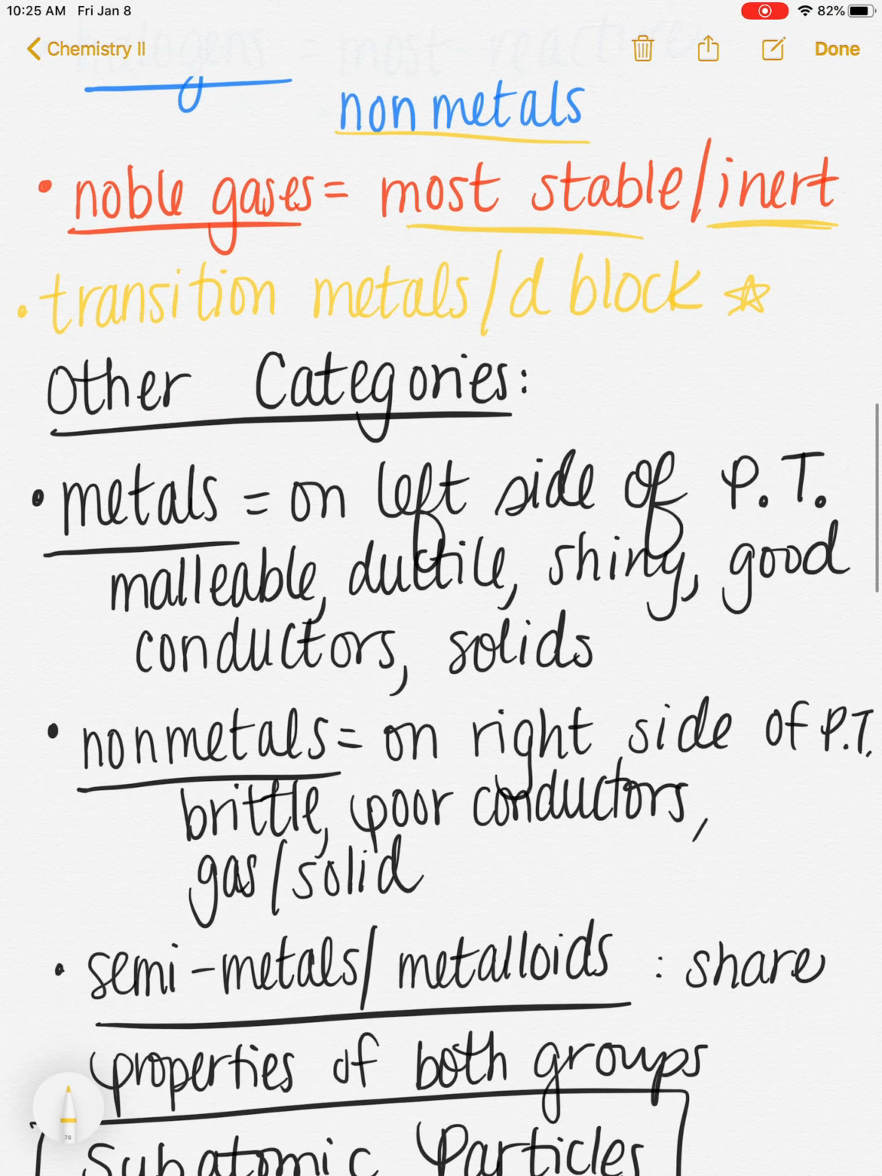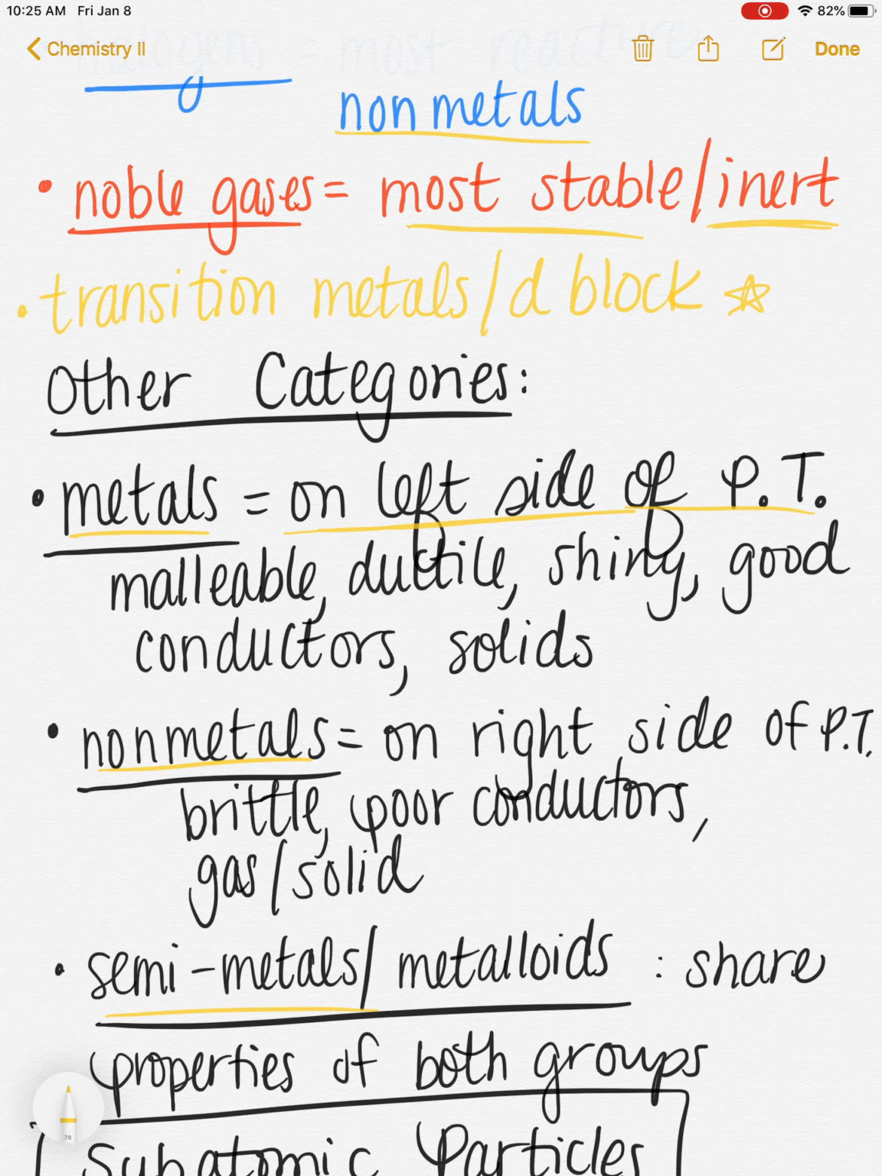Other important categories for you to review: we can group elements as metals, nonmetals, and semimetals. Metals are found on the left side of the periodic table. I will say that the vast majority of elements are considered to be metals. That's the most popular category.